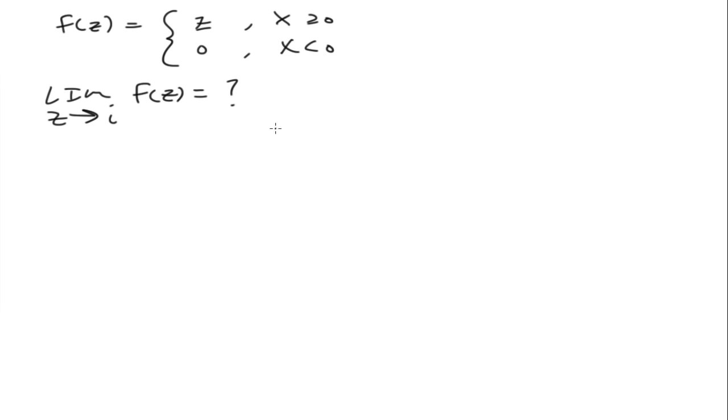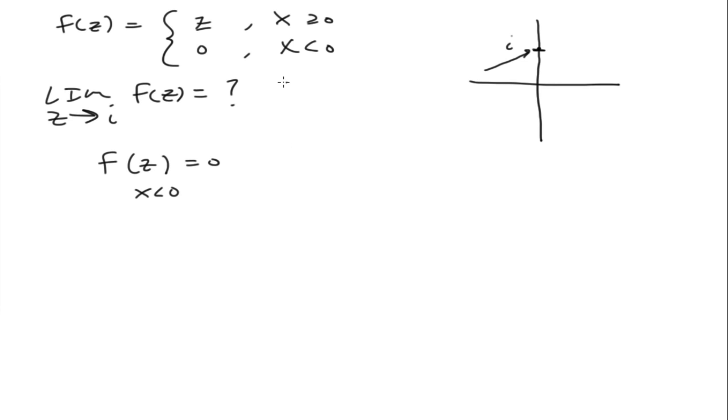So first of all, what candidate limit do we have? Well, we can tell immediately, here's my i value. Now if I come in from this side, the function value f for any z where x is less than 0 is 0. So that could be one candidate, and I'll put a question mark there. But that's not in the domain, so if I actually evaluate f at i, it's equal to i. So another candidate would be i.